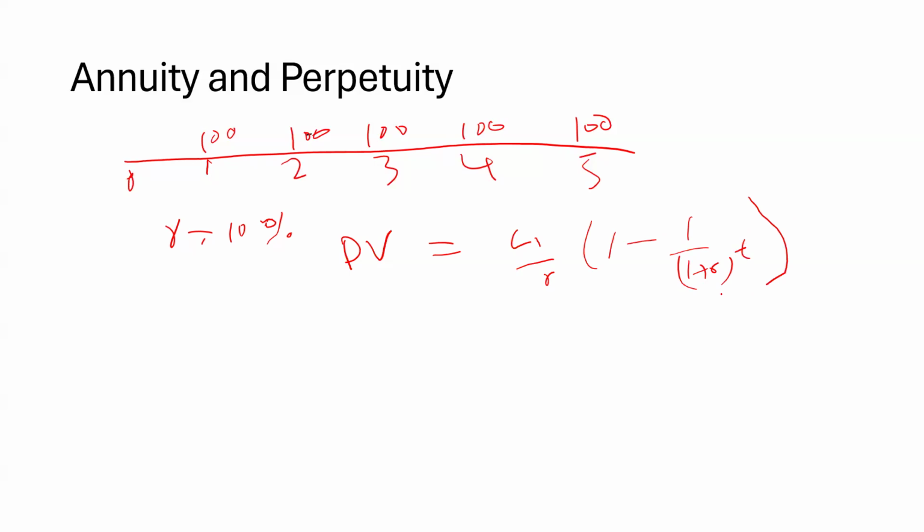So now if we insert the values, we can see here, C is 100, R is 10%, and T is 5, right? So if we calculate this, we'll get 379. So because this is an annuity and we know the number of cash flows.